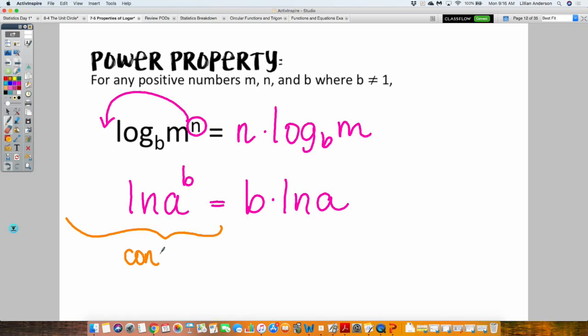So if it says to condense and you're starting here, you would have to create the exponent. This is the expanded form. This one's always tricky for students when it comes to the condensing and the expanding part. So.